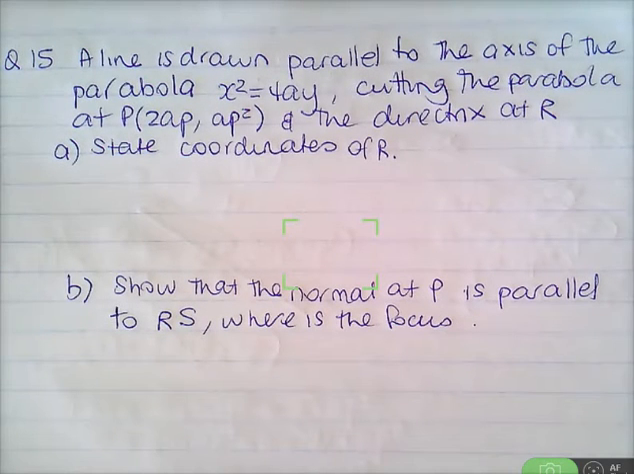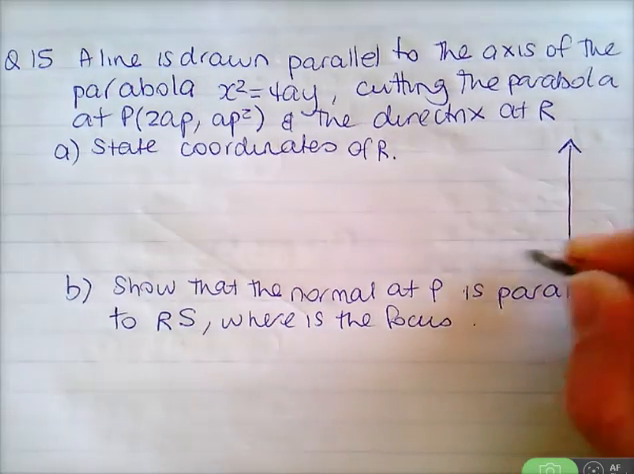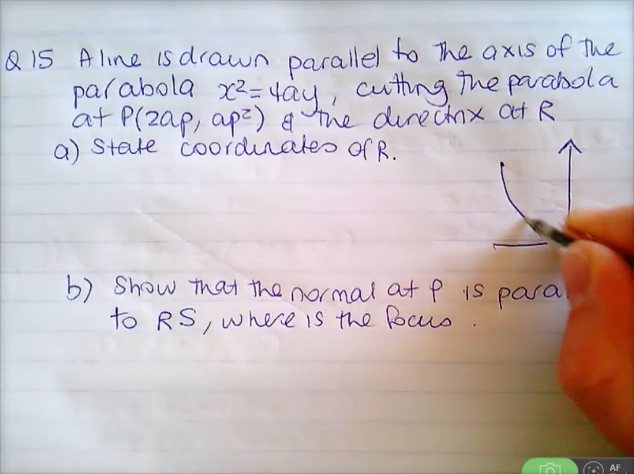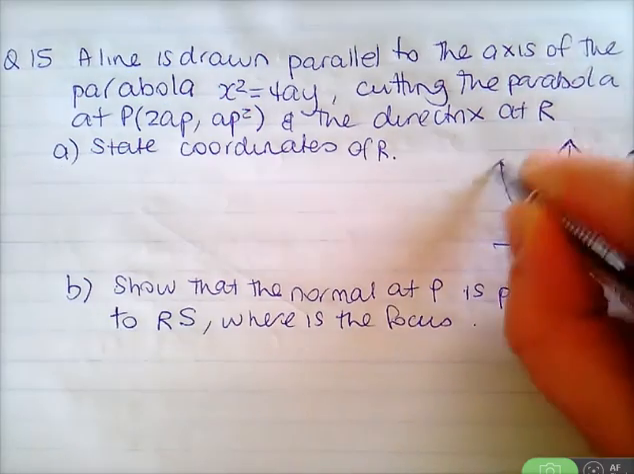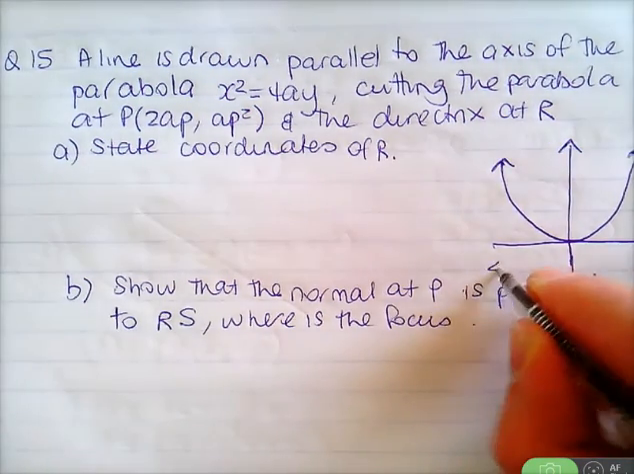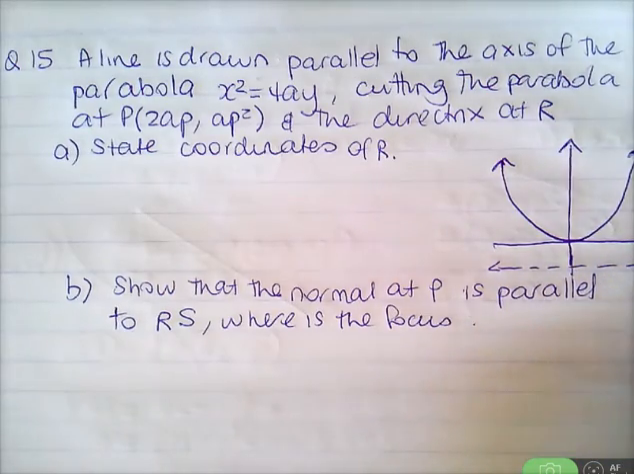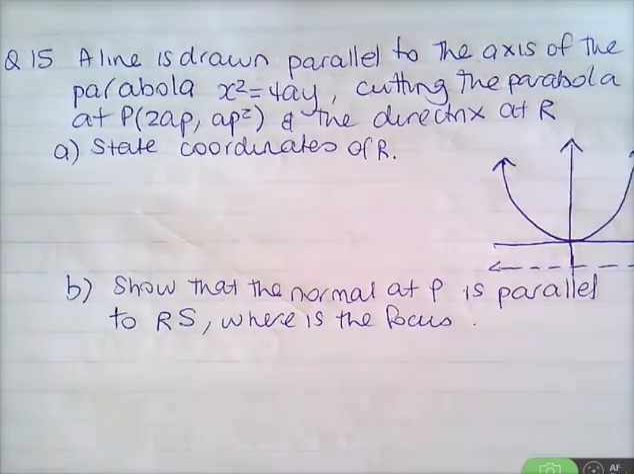Okay, question 15, exercise 9F, I think. A line is drawn parallel to the axis of the parabola, x squared is 4ay. So let's just draw the parabola, that's x squared is 4ay. I'm going to put the directrix down here because we know that it talks about that at some stage.